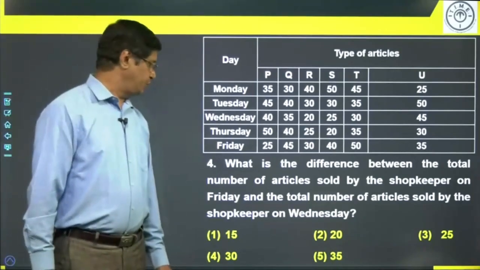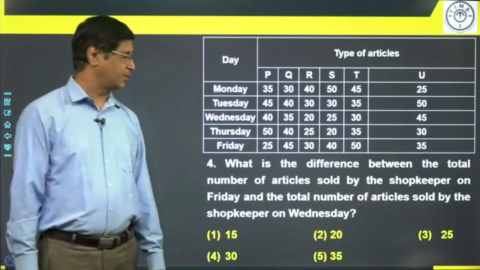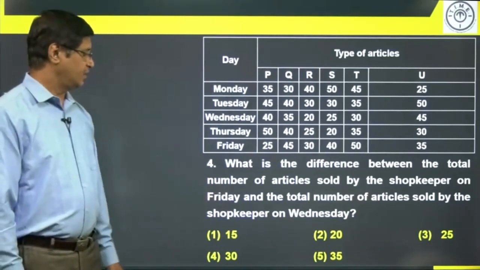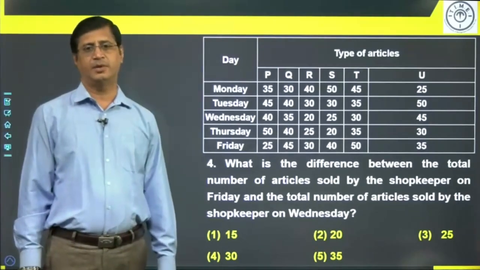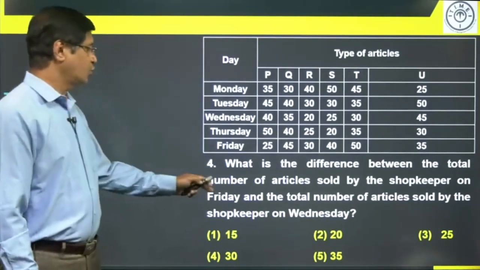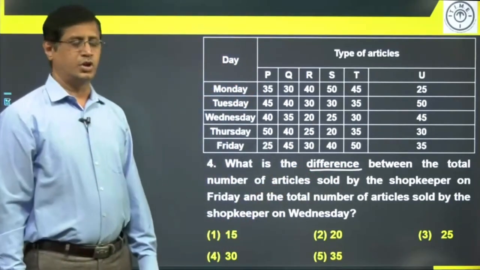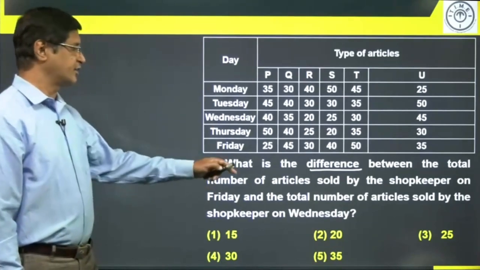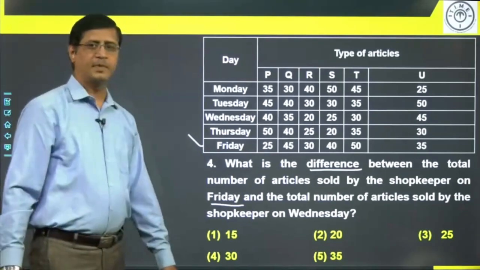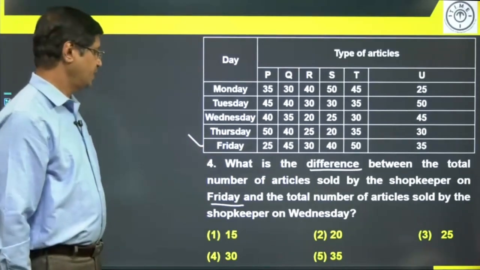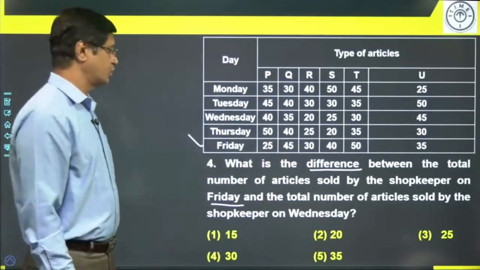What is the difference between the total number of articles sold by the shopkeeper on Friday and the total number of articles sold by the shopkeeper on Wednesday? So what to find here? Difference we need to find out. First find the value of Friday, and then the total number of articles sold on Wednesday. First find the total number here.